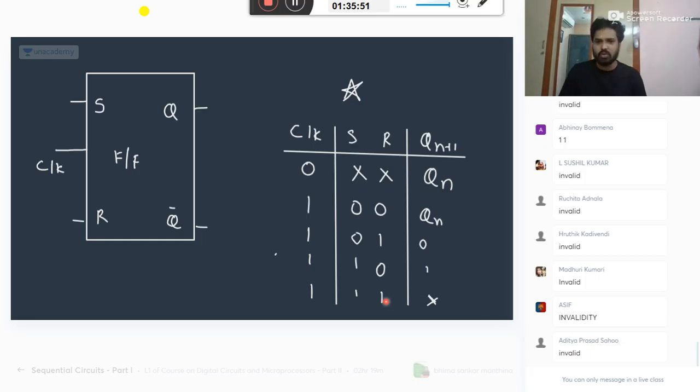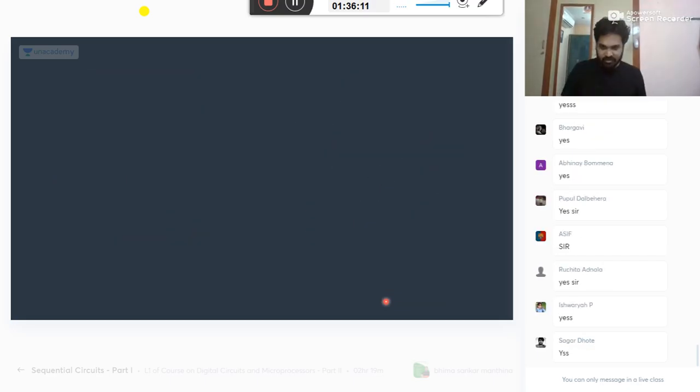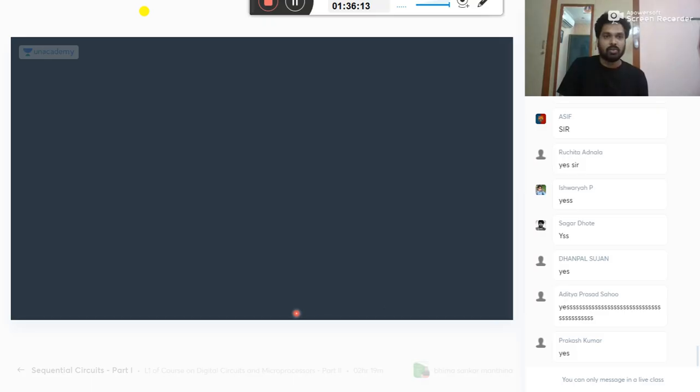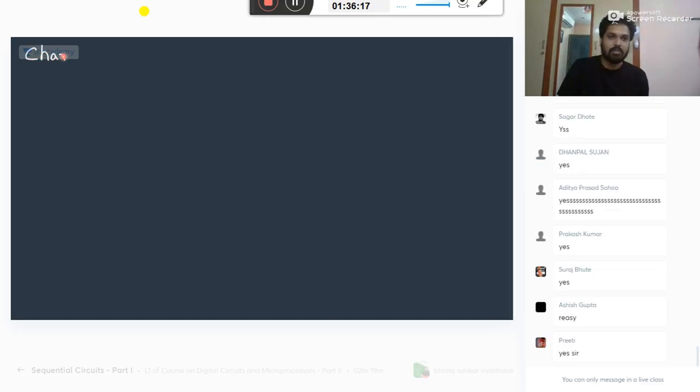So I will take a few more minutes to complete 2 parts of this, that is characteristic table and excitation table. Then we can end the class. Then tomorrow we start with the JK flip-flop. So let me complete the remaining part. Are you ready? So now the black board is running. So the next one we discuss is characteristic table of the flip-flop.